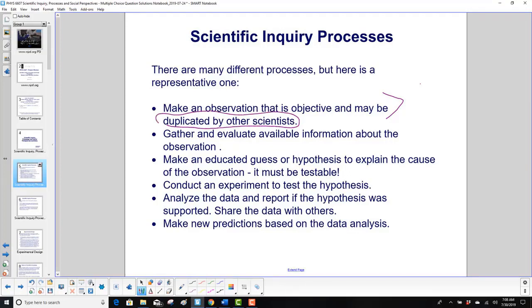Gather and evaluate available info about the observation from research or talking with other scientists or researchers. Make an educated guess or hypothesis, which really mean the same thing, to explain the cause of the observation, and it must be testable. There must be an experiment you can do to prove it either false or true. Conduct an experiment to test the hypothesis, analyze the data, and report if the hypothesis was supported. And actually report if it wasn't. That's just as important. Share the data with others, and then make new predictions based on the data analysis and conclusions.